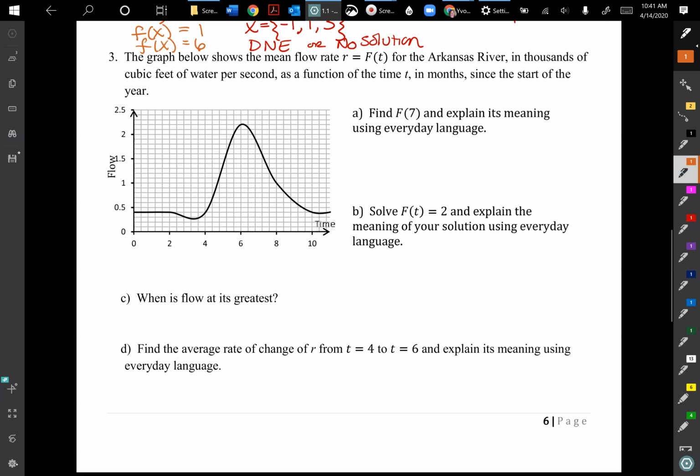The graph below shows the mean flow rate R equals F of T for the Arkansas River in thousands of cubic feet of water per second as a function of time T in months since the start of the year. So first we want to find F of 7 and explain its meaning using everyday language. And we have B, F of T equals 2. Explain the meaning of your solution using everyday language.